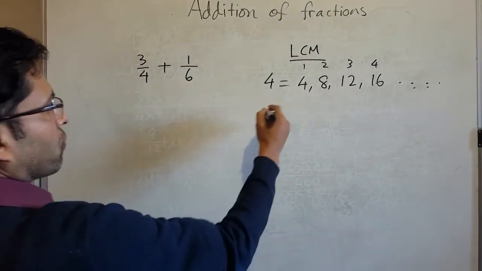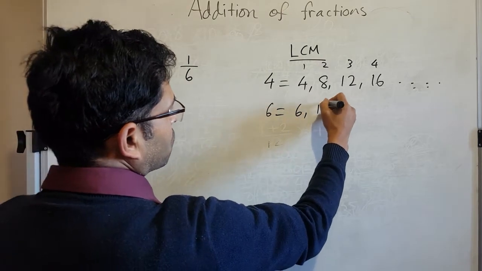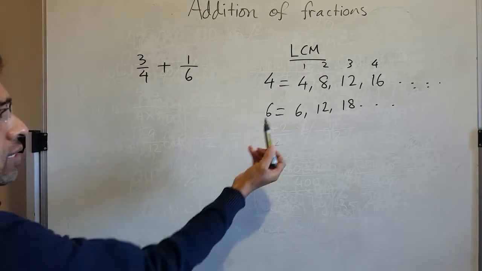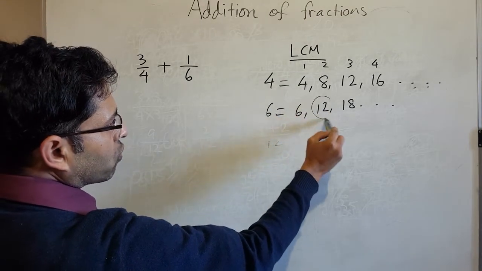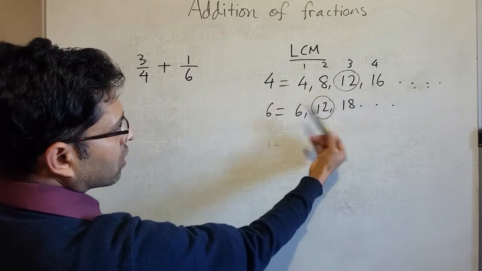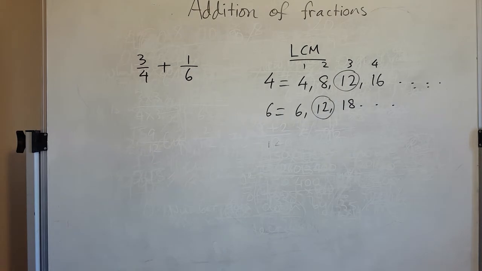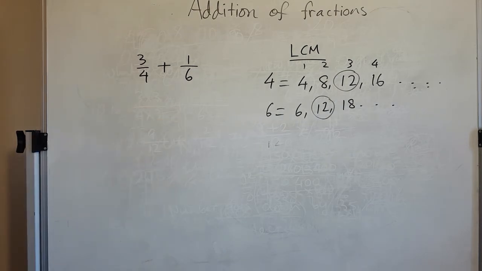How about the multiples of 6? The multiples of 6 are 6 times 1, 6 times 2, 6 times 3, and so on. And we can see that the first common value is 12, 12 here and 12 here. This is the least common multiple of 4 and 6. So 12. It means we need to make our denominator 12.